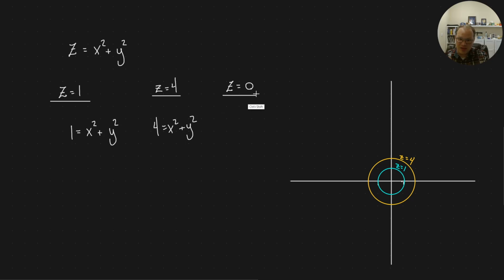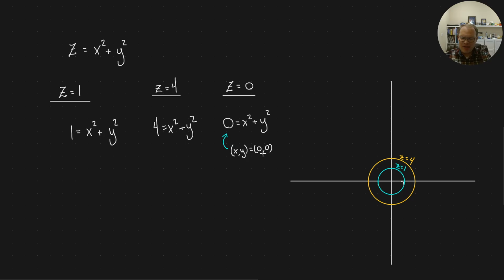So what happens if z is 0? 0 equals x squared plus y squared. So what, that's a circle of radius 0? Well, I mean, kind of. This does have a solution, but we usually don't think of it as a circle. The only point that would make this equation true is if x and y are both 0. Okay? If x and y are both 0, the equation's true.